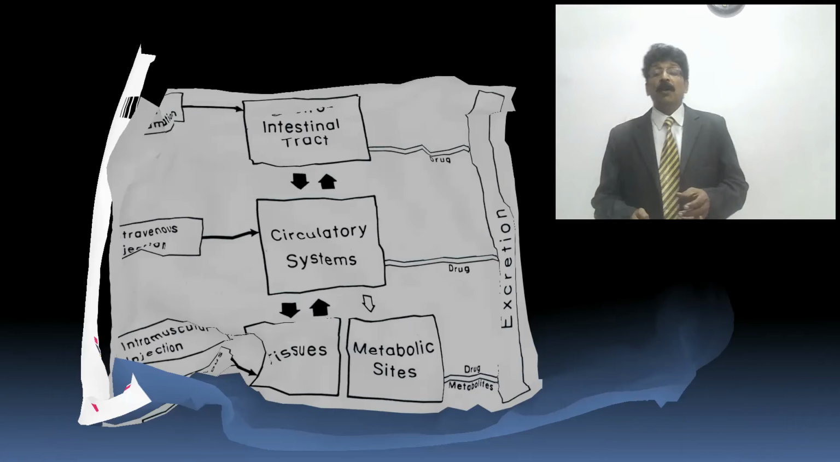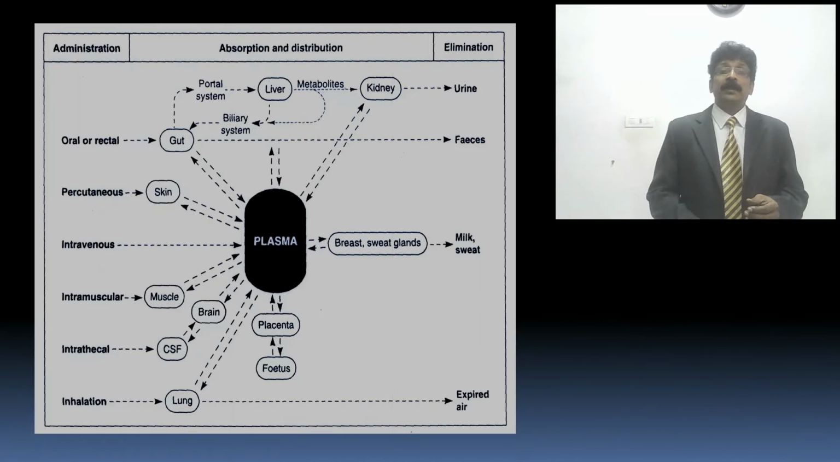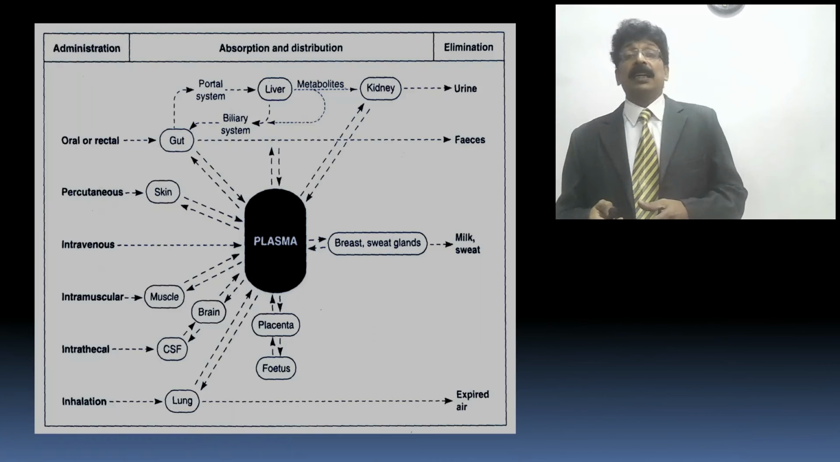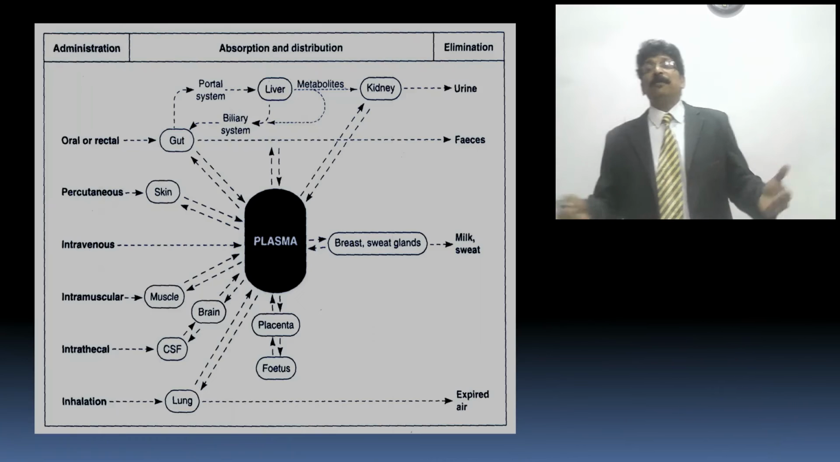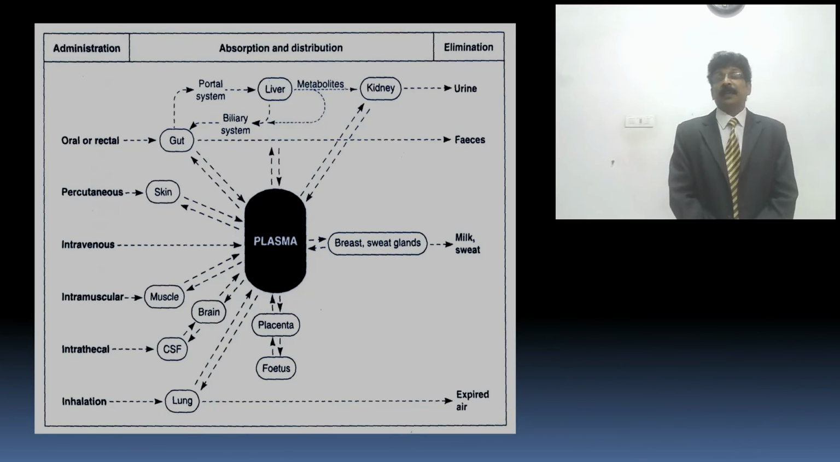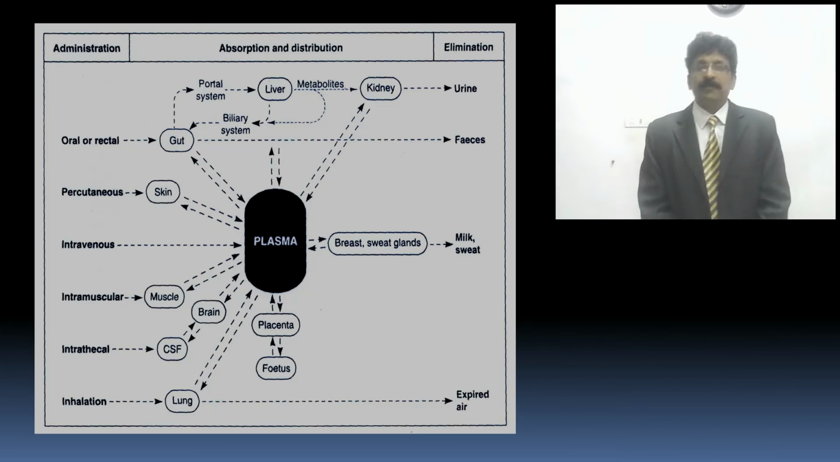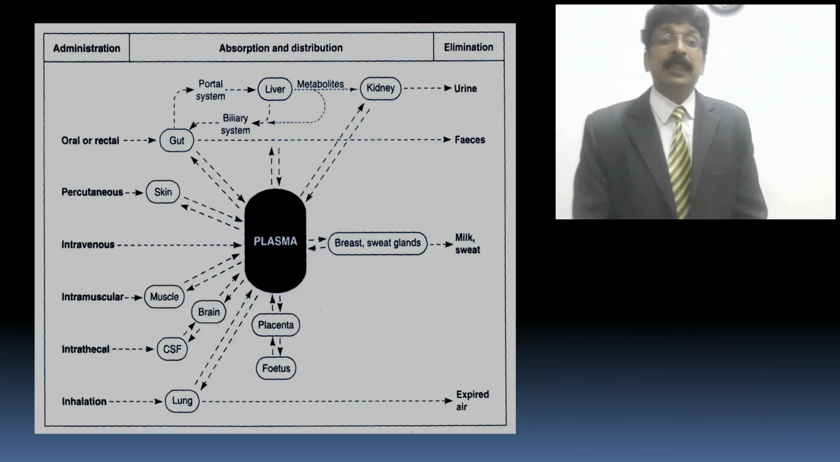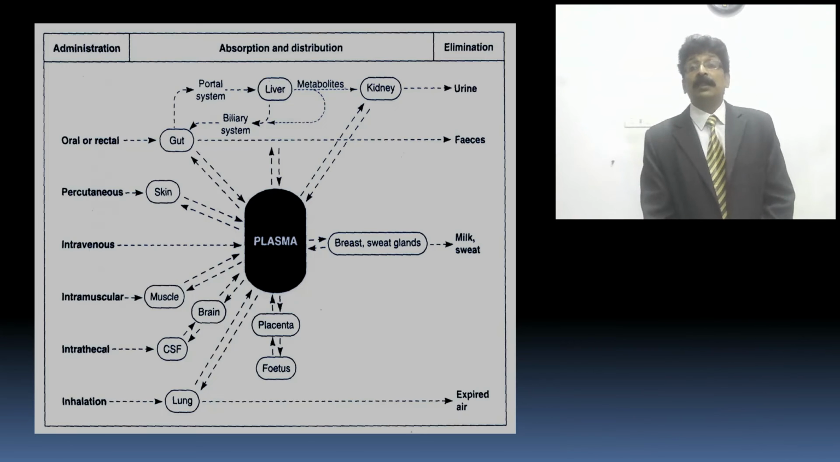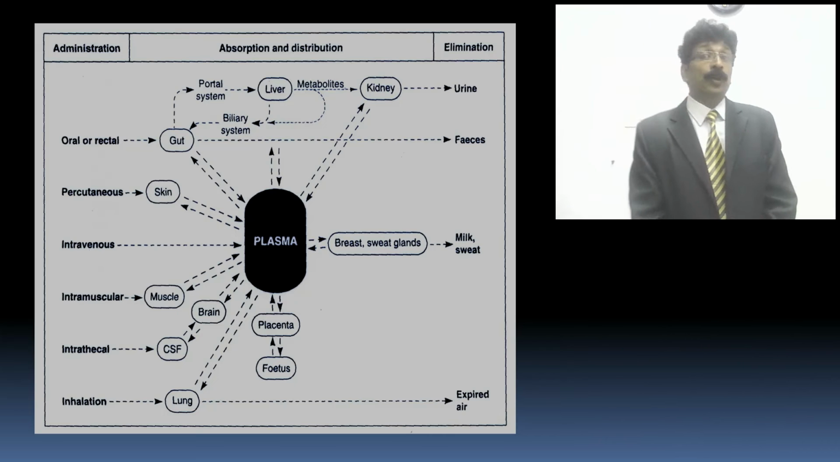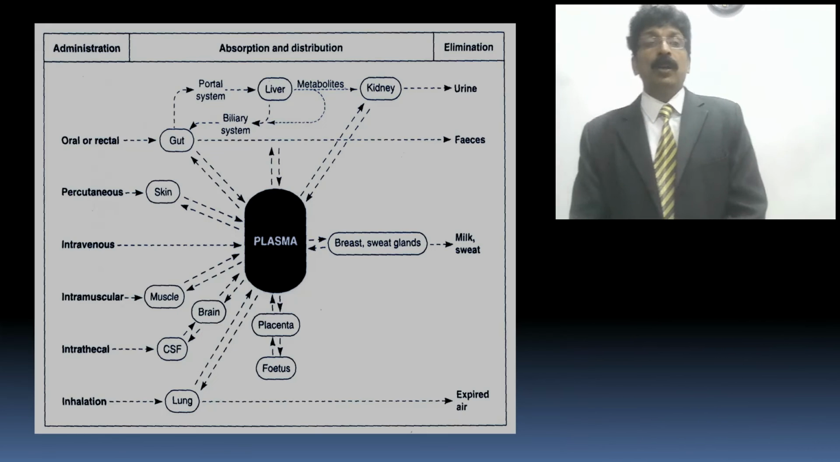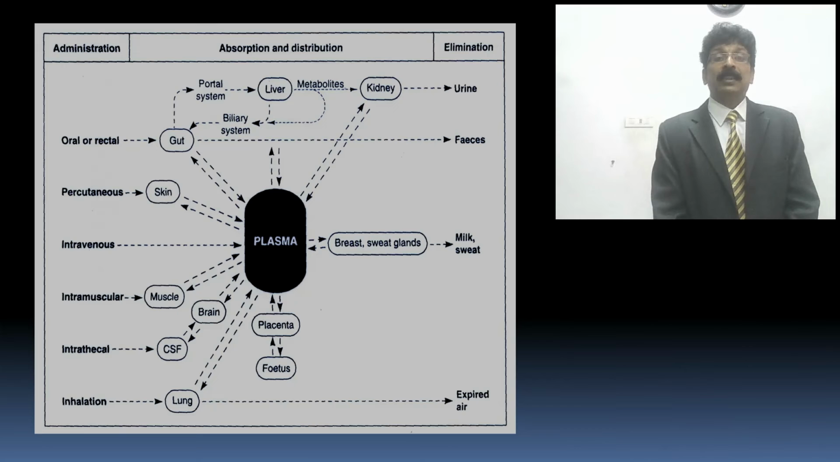So this is the main part which is happening. Also you can see the administration of the drug, and the absorption and distribution picture, which will give you some idea as a student. That's why we are picturizing it in the lecture. So you can see oral and rectal routes, and it enters one more part of the diagram, which shows the portal system, and it can enter the liver. Metabolites can enter the kidney and the urine and be excreted. Apart from that, it can go to the biliary system by secreting bile, and it can come to the gut again for its action and enter into the plasma.